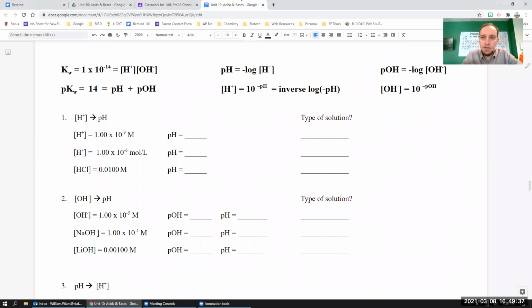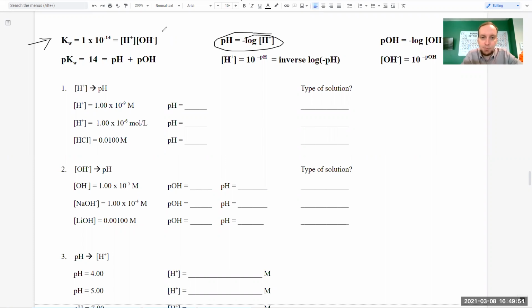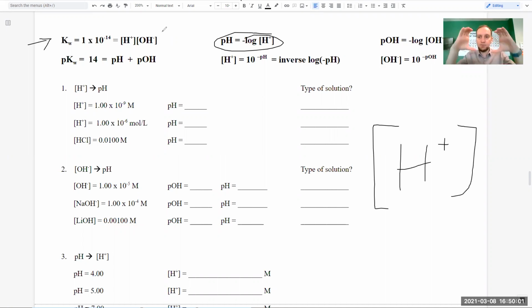All right, let's get into this. So what we have again is this right here from the previous video. We have how to calculate pH. pH here is equal to the negative log of the H plus concentration. Now, whenever you see something like this, H plus or OH minus, anytime you see those brackets, that always means a concentration of something. It's kind of a shorthand way of representing that.